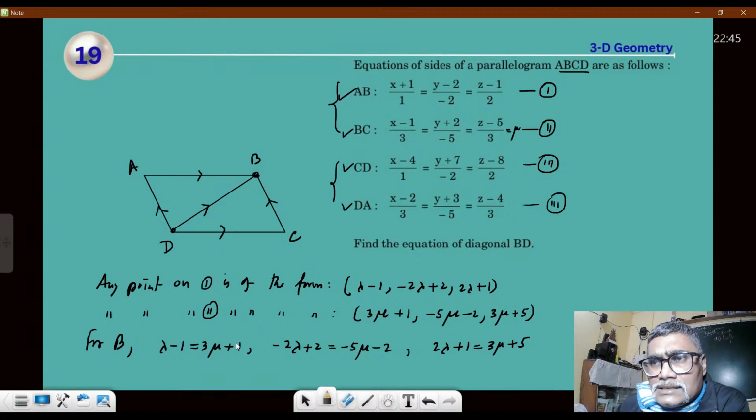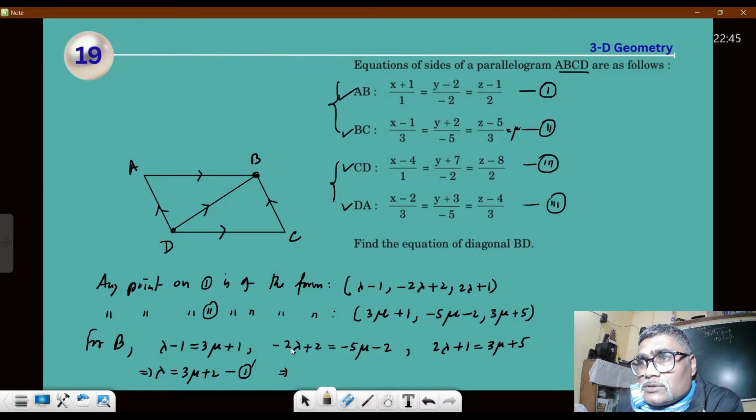So I think this is one of the easiest ones. Let me keep lambda from here. So I'll be getting 3 mu plus 2. Say this is 1 dash. Now I'd like to just put the value of lambda here directly. Let me not wait for any kind of simplification. So if I put lambda here, multiplying by minus 2, this is 6 mu, sorry, minus 4 plus 2, equals 5 mu minus 2.